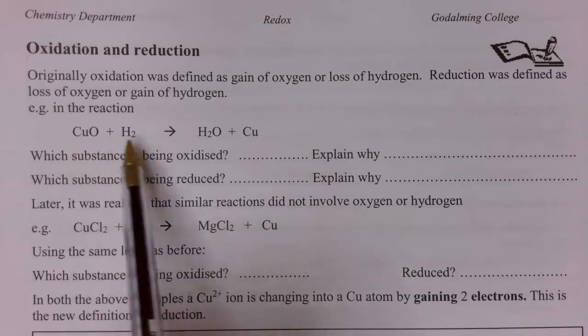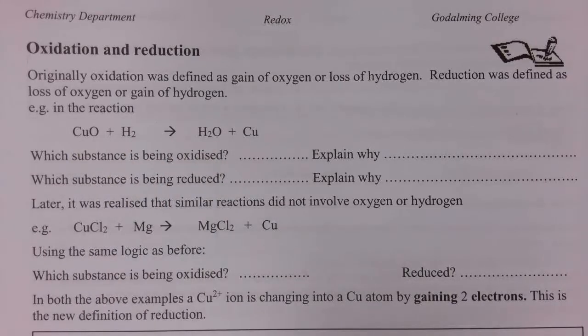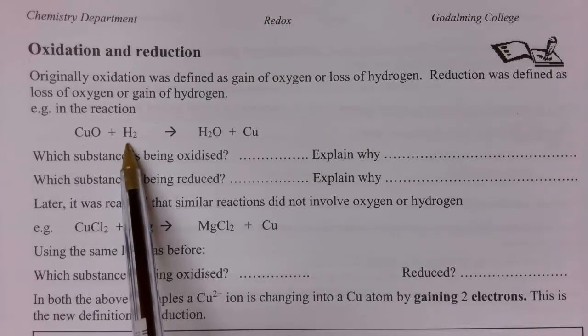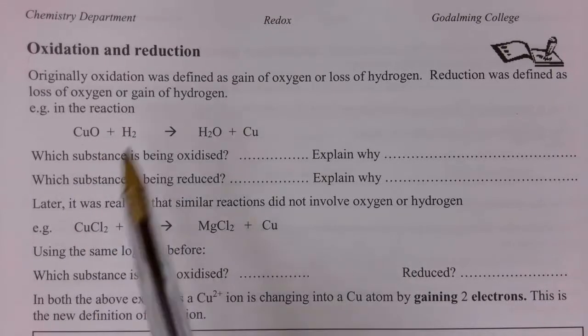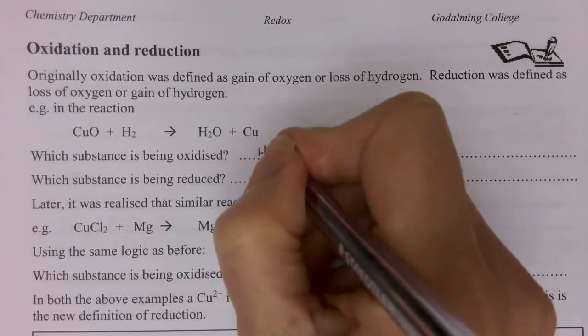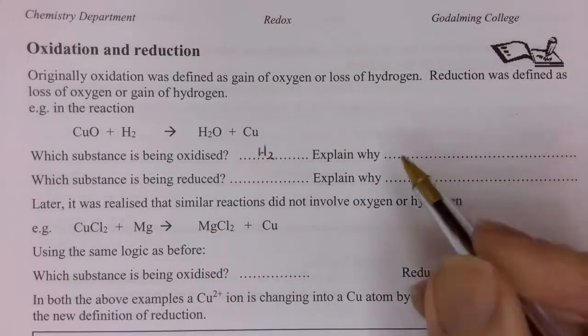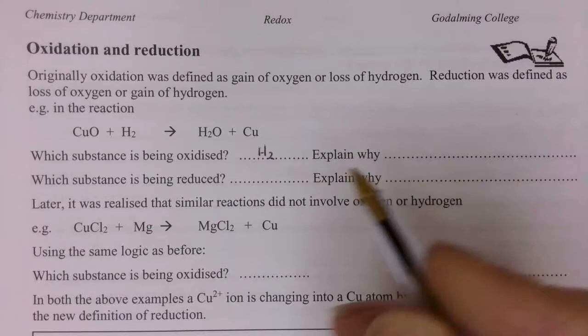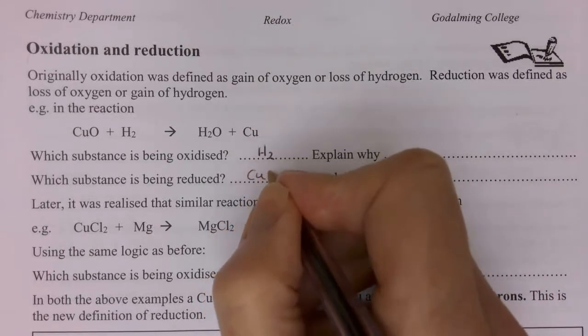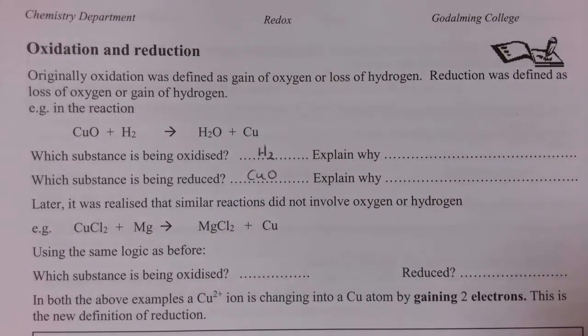So for example, this would be a classic redox reaction where the copper is losing oxygen and the hydrogen is gaining oxygen. So in this case, it's the hydrogen which is being oxidized because it is gaining oxygen, and it is the copper oxide which is being reduced because in this case it is losing oxygen.